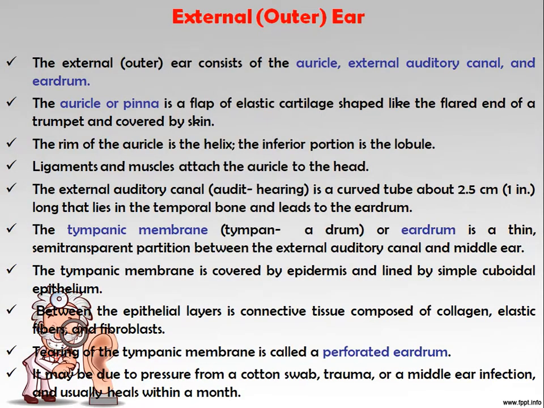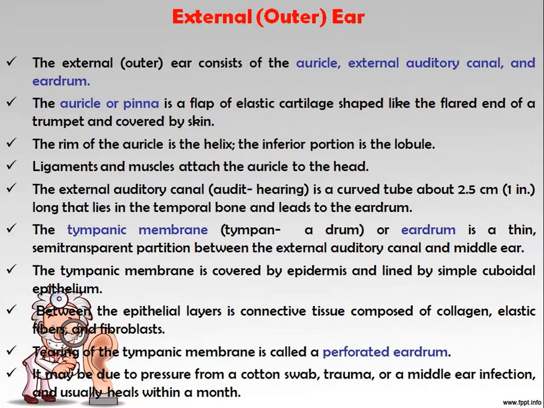First one is the external or the outer ear. The external or the outer ear consists of the auricle, external auditory canal and the eardrum. The auricle is also called the pinna, which is a flap of elastic cartilage shaped like the flared end of a trumpet and covered by skin. The rim of the auricle is the helix and the inferior portion is the lobule. Ligaments and muscles attach the auricle to the head.